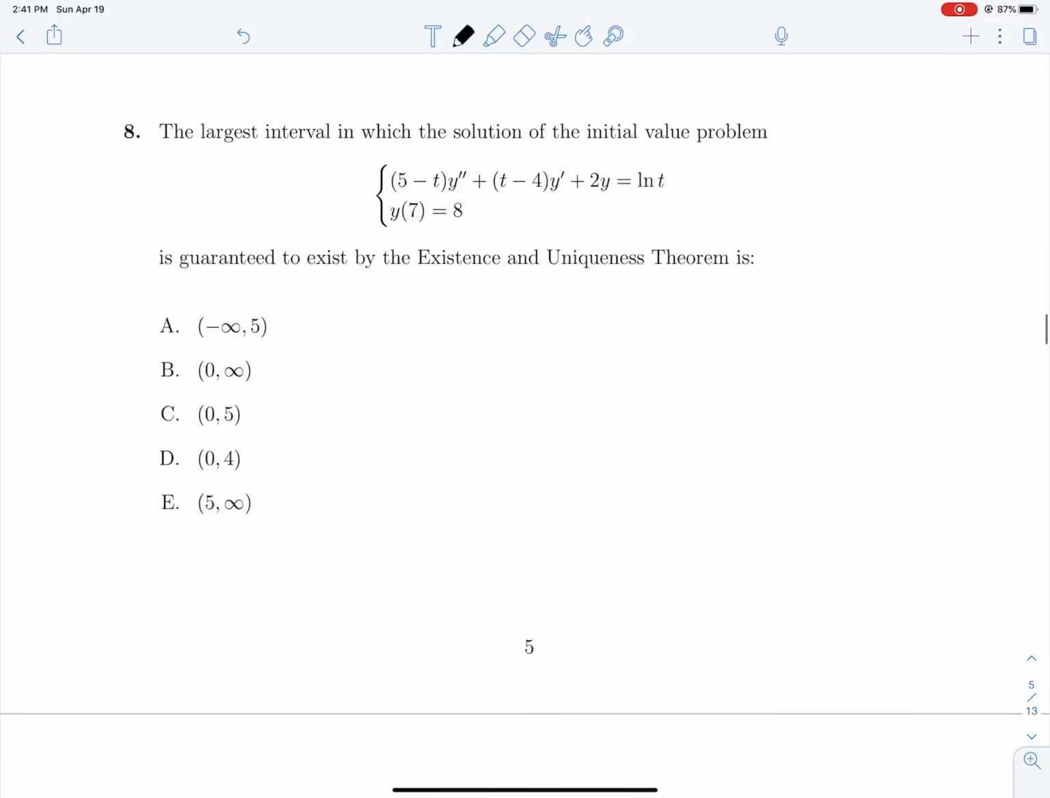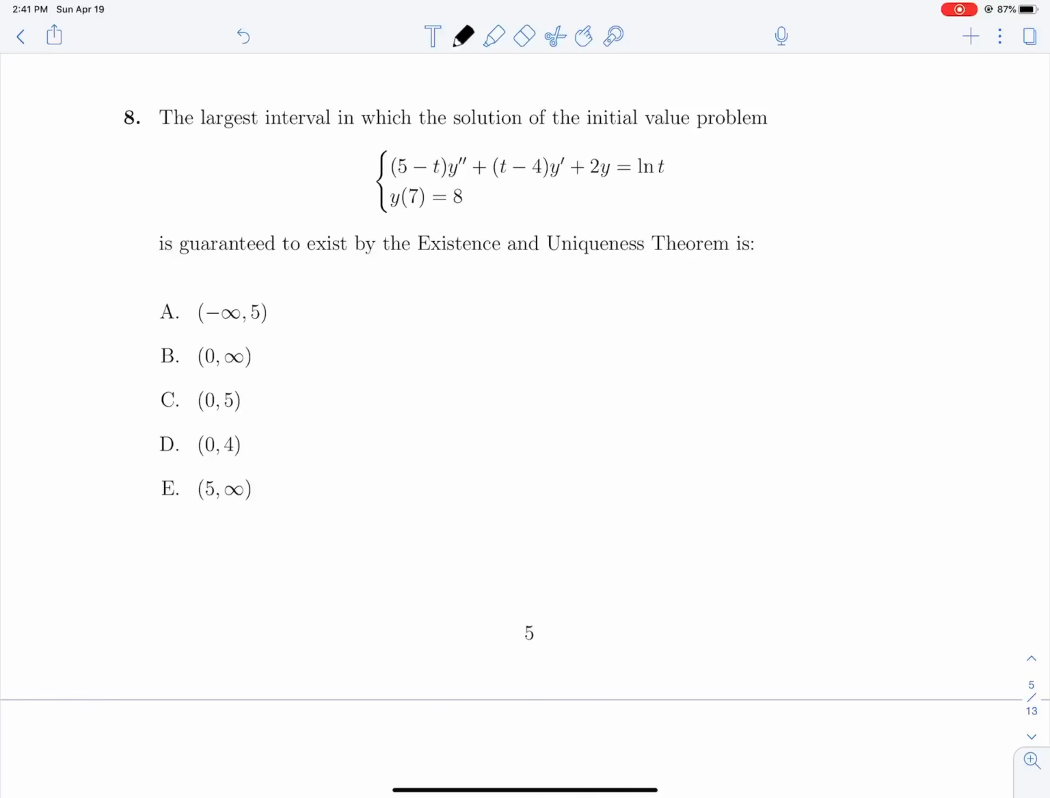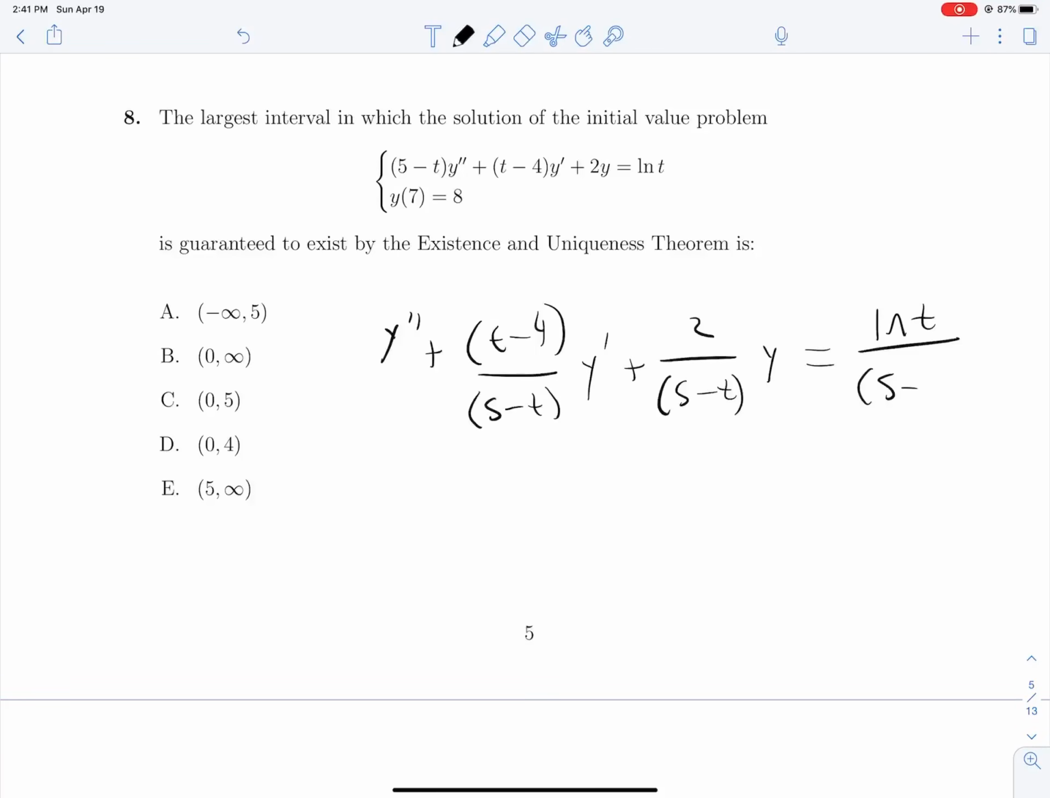8. The largest interval in which the solution to this initial value problem is guaranteed to exist by the existence and uniqueness theorem is what? So in order to determine where we have undefined behavior, we have to make sure that the coefficient on our y double prime is 1. So dividing that out, we get y double prime plus (t minus 4) over (5 minus t) times y prime plus 2 over (5 minus t) times y is equal to ln t divided by (5 minus t).